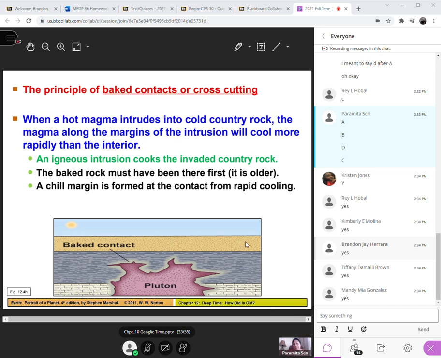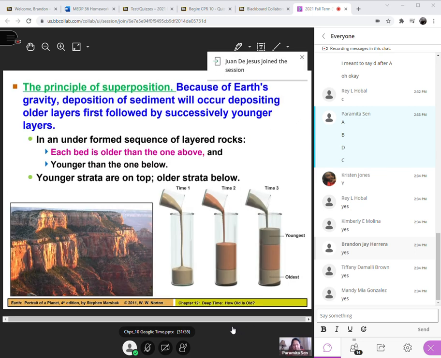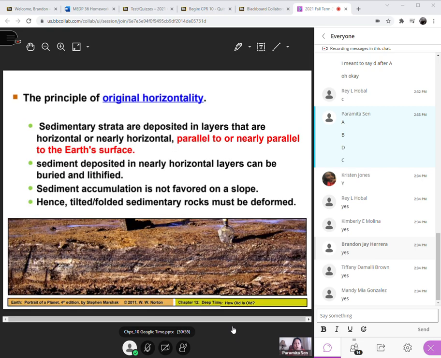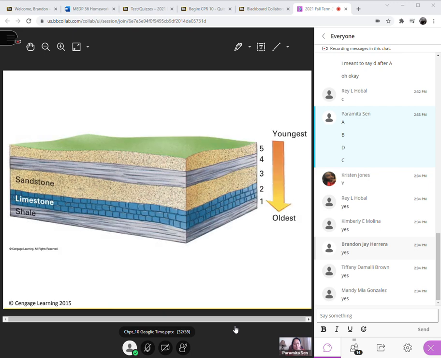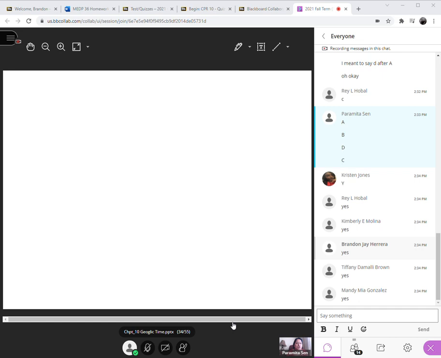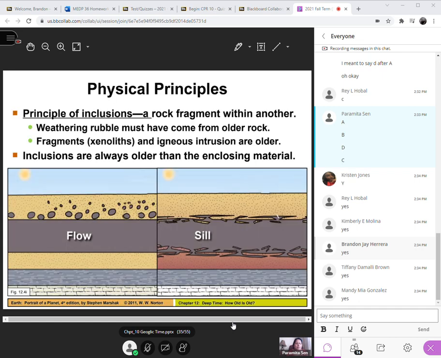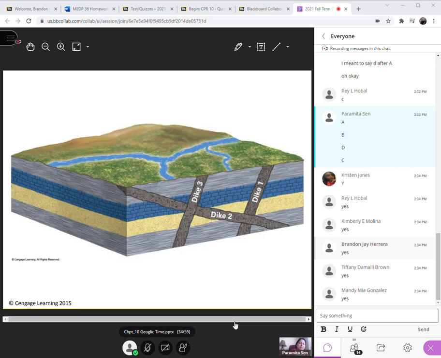Okay, so we have principles. The first was the principle of original horizontality. Then the second one, the principle of superposition. Then the third one, the principle of baked contacts. And now we are going to do a little bit of work. So we understood this problem that A was formed, then B, then C, and then came D.